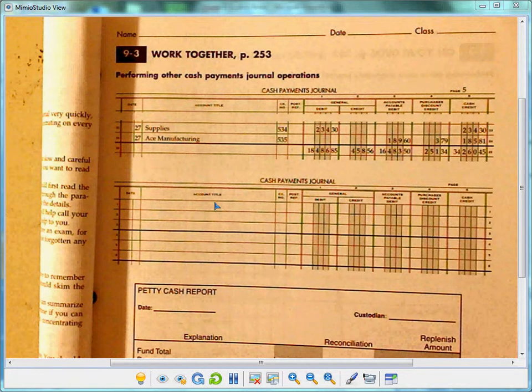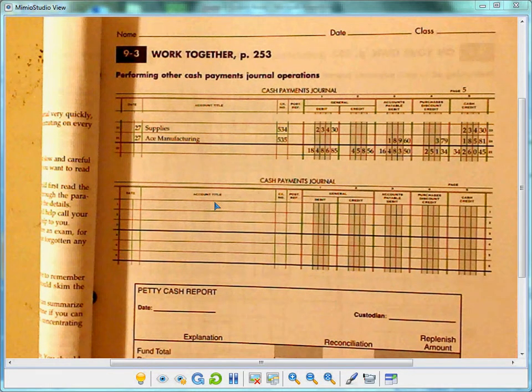Payments journal, a petty cash report for Keller Lighting, and we have 5 different things to do here on this sheet. So the first thing we're going to do is rule page 5 of the cash payments journal. Use March 27th as our date. So that's what they give us there at the top, and they already did that for us, so we just need to put the date.